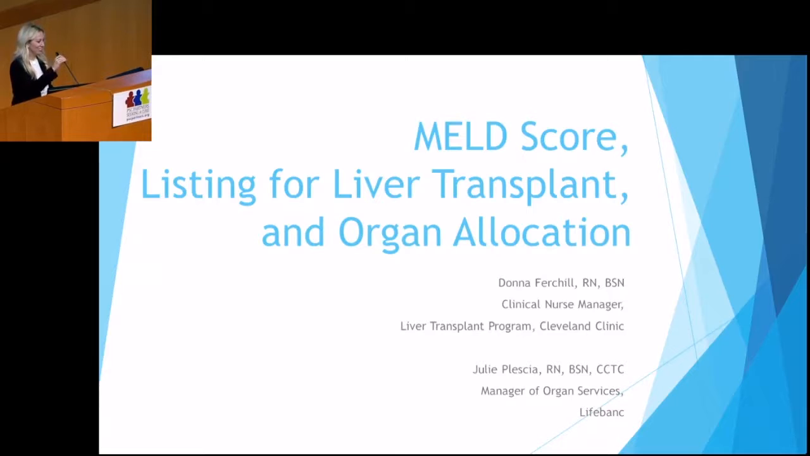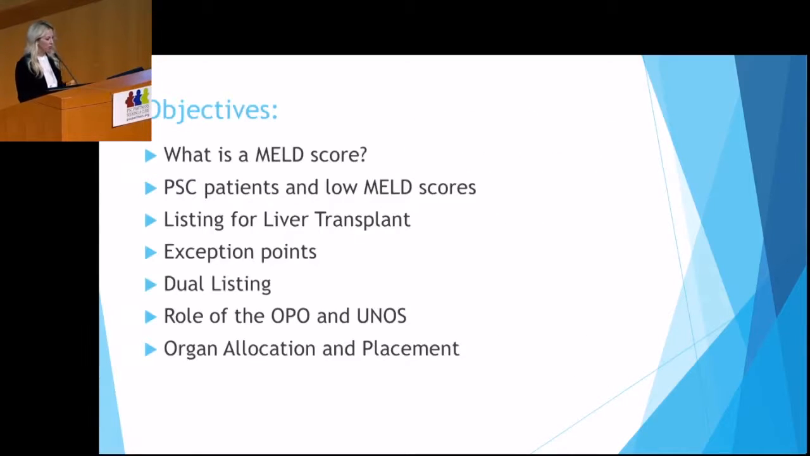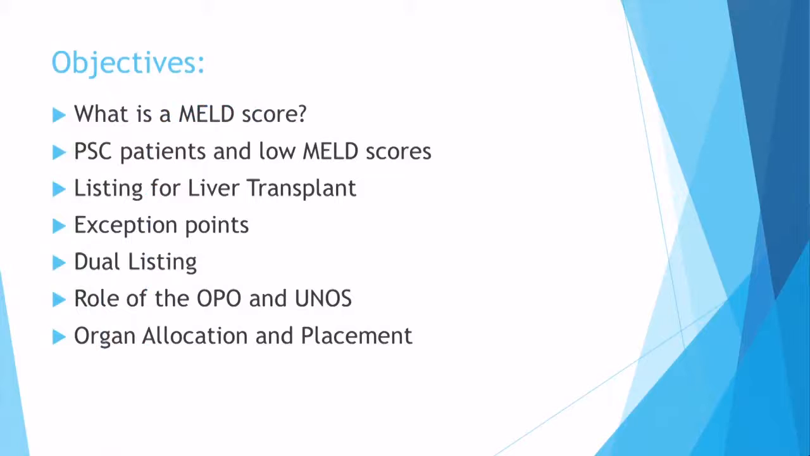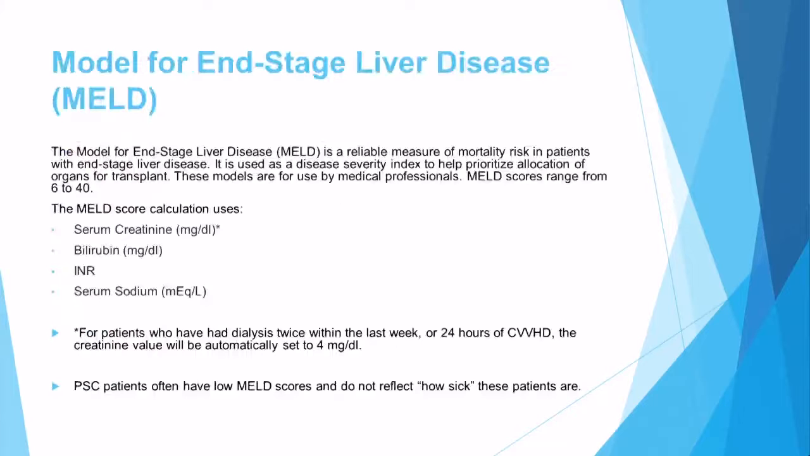Good afternoon, everyone. Okay, so the objectives of our talk, I'm just going to go over briefly what a MELD score is, although I think yesterday from being here, pretty much all of you know what that is. We're going to talk about PSC patients, and they typically have low MELD scores. Listing for liver transplant, exception points, dual listing, role of the OPO, which is our organ procurement organization, Life Bank, UNOS, which is our national waiting list, and then finally organ allocation and placement.